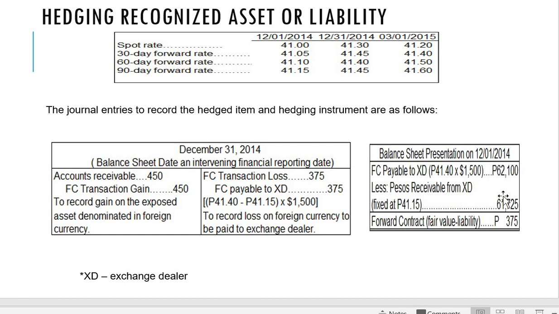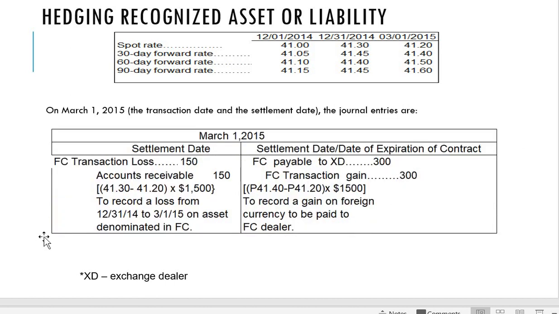receivable of 61,725, of course, we have payable greater than receivable, so therefore the forward contract is a liability. Again, since our payable is greater than the peso receivable, we present in the balance sheet that the value of the forward contract is 375 payable. Okay, so we're now accounting for the date of settlement.